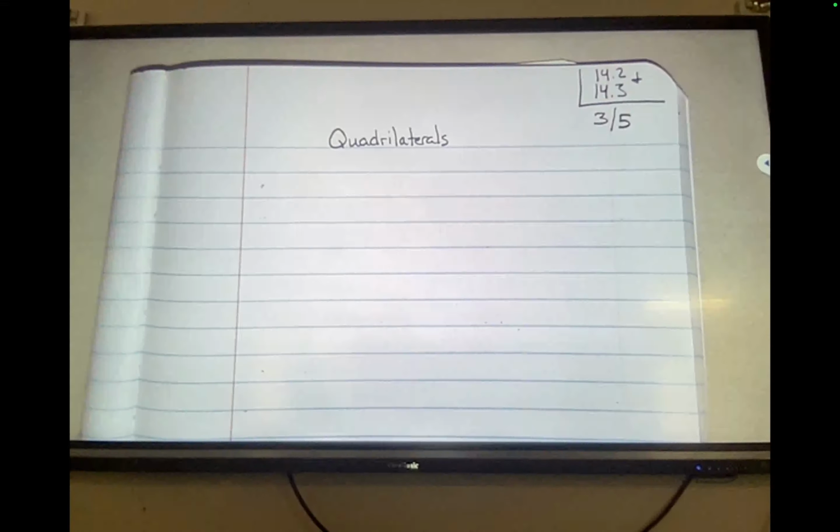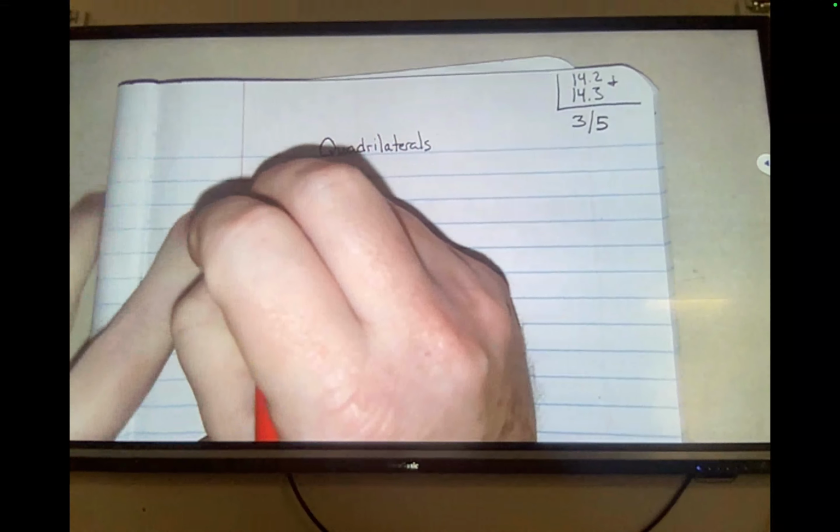Now, when we are dealing with shapes, it's similar to what we were doing with the triangles. We have to be able to classify them, be able to tell why a square is a square, why a rectangle is a rectangle, what makes up a quadrilateral, what makes up a rhombus, what makes up all these things. So in order to do that, you kind of have to focus in on the main things.